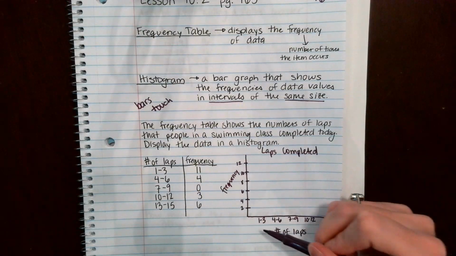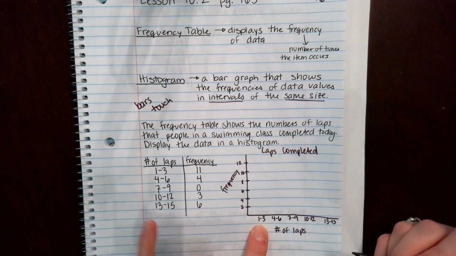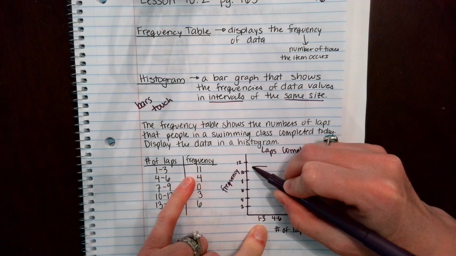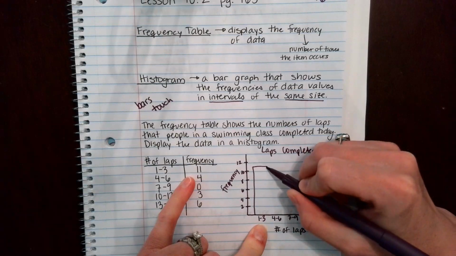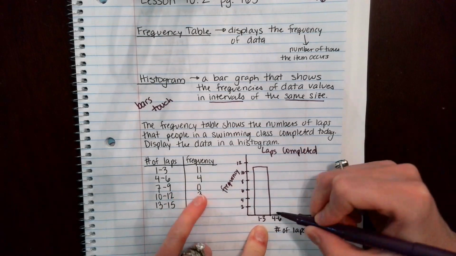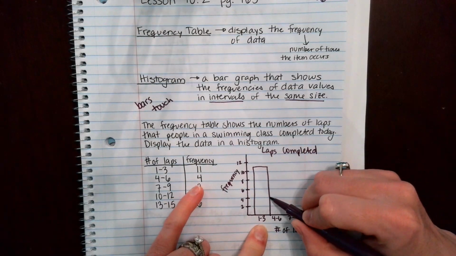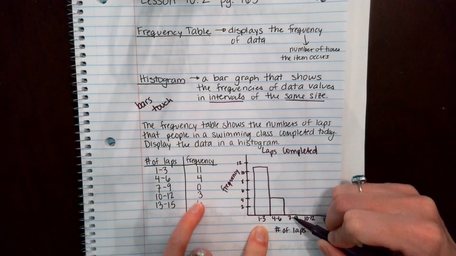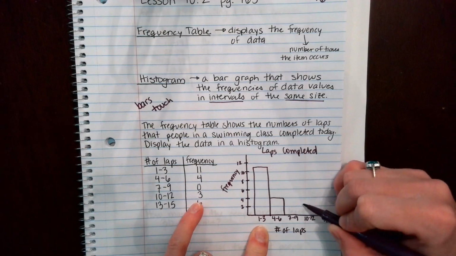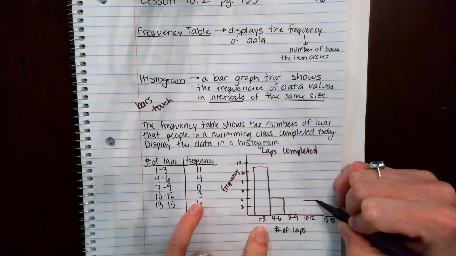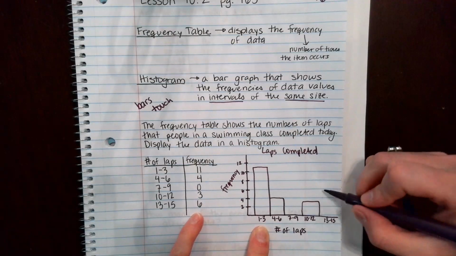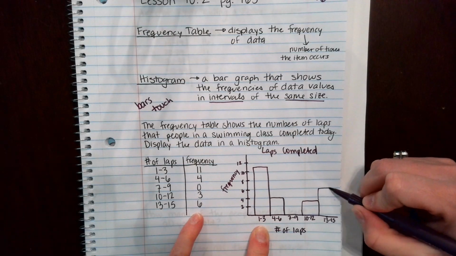Now I'm going to just draw a bar. So 1 to 3 laps is 11 people. So I'm going to go all the way up to 11. 4 to 6 is 4 people. So go all the way up to 4. 7 to 9 is 0. 10 to 12 is 3 people. Go all the way up to 3. And 13 to 15 is 6 people. Go all the way up to 6.